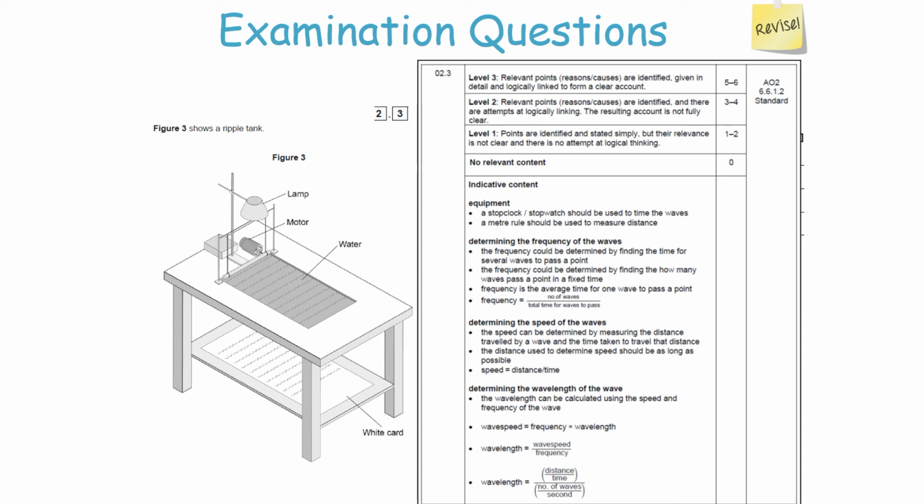You can then determine the speed of the wave by saying speed is distance over time. So you can calculate the distance a water wave will travel, and then time how long it travels that distance, and do speed as distance over time. And then finally, you can do wavelength is equal to the wave speed you calculated over the frequency.